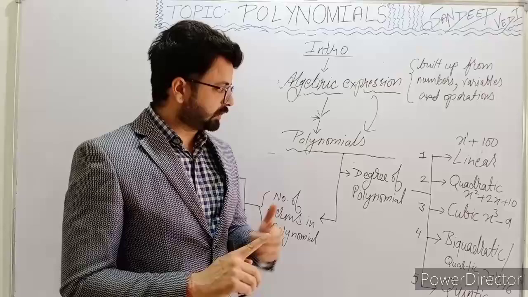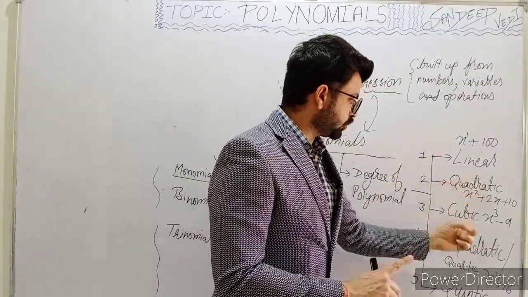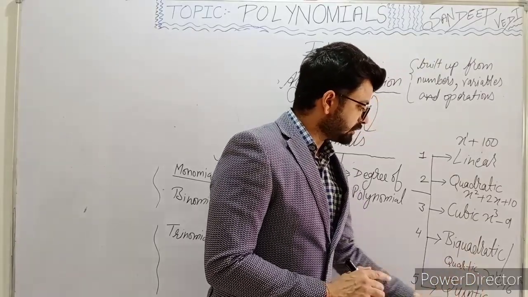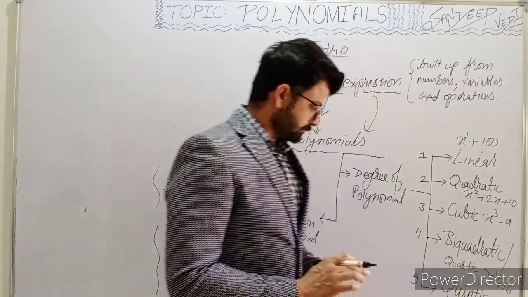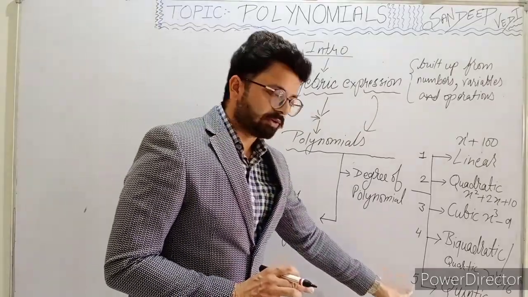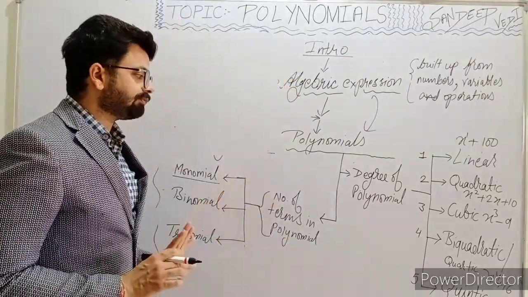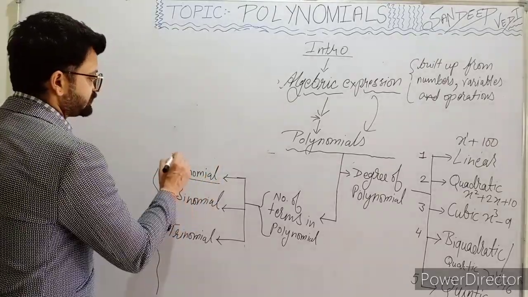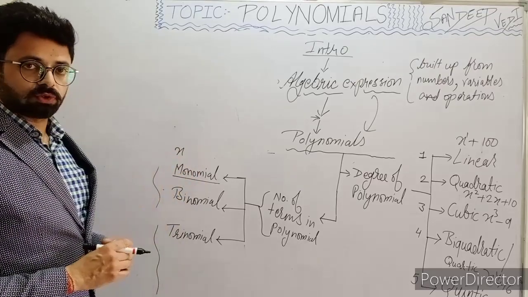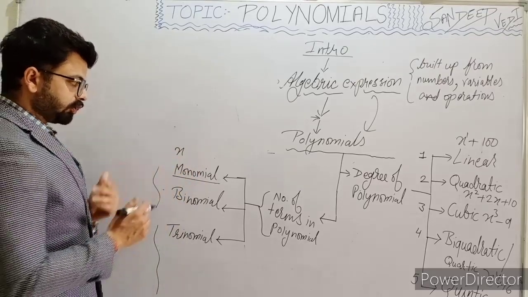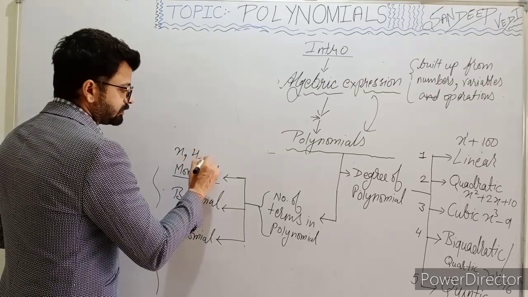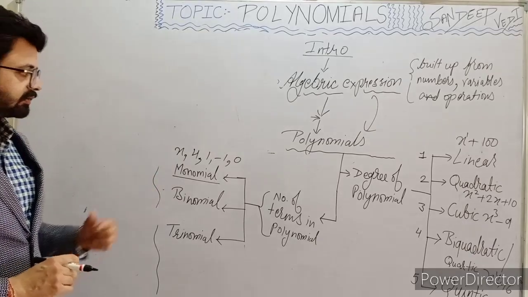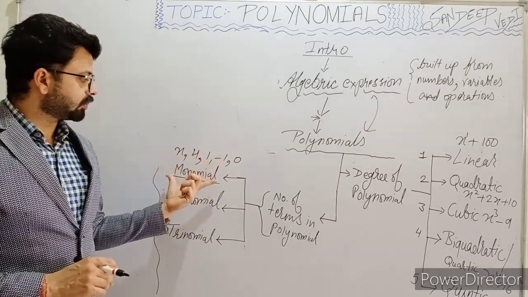If the maximum power is 1, it is linear; 2, quadratic; 3, cubic; 4, biquadratic, as we also call it sometimes; and 5 is quintic, that is degree 5. Now on the basis of the terms, we divide them. If one term is there, like x, that kind of polynomial is called a monomial, like 4, 1, minus 1, 0. These kinds of polynomials are called monomials.